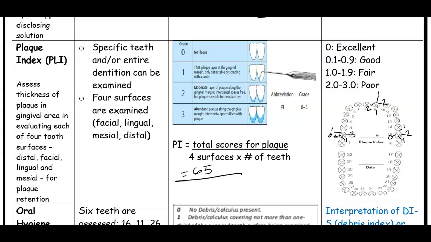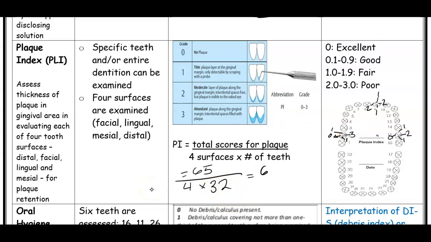Then what you do is you go 4 surfaces, so 4 times the number of teeth. And here we have 32 teeth. If your client has no wisdom teeth, remember to get rid of the wisdom teeth and then you would times it by 28. So it all depends on how many teeth your client has. Your client could have a tooth extracted, so be sure to take that number out from the total number of teeth.